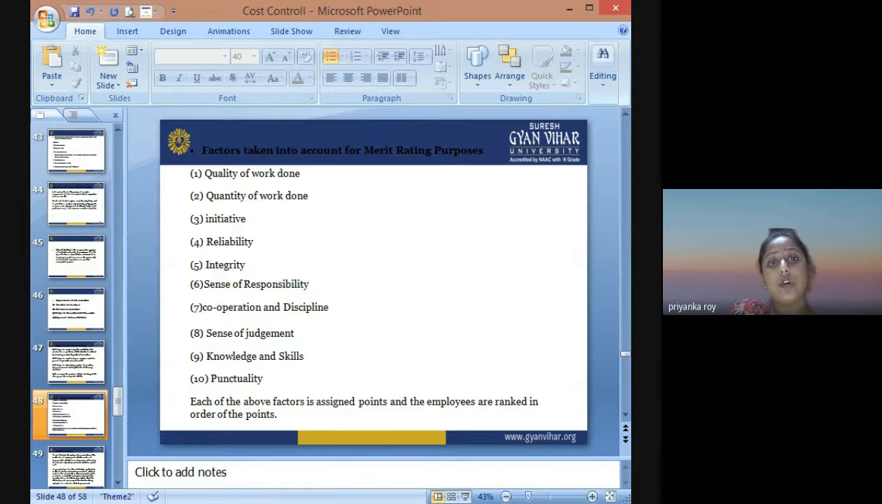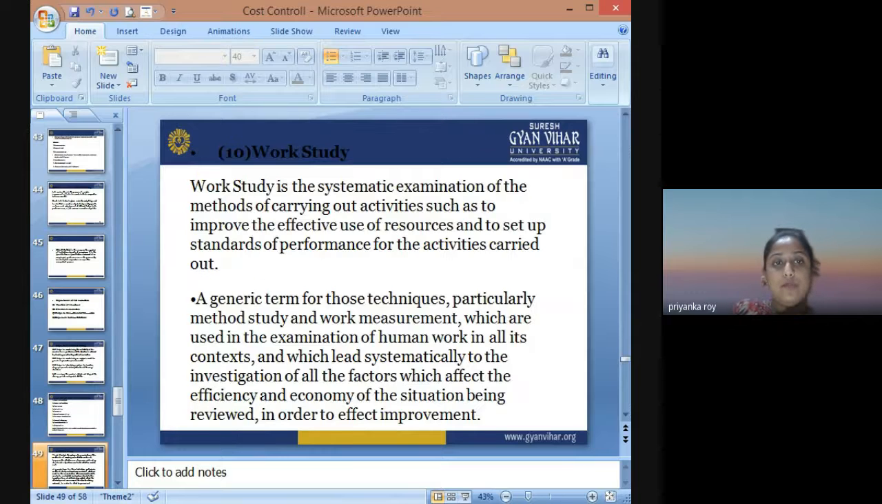Factors taken into account for merit rating include the quality of work done, initiative, reliability, integrity and sense of responsibility, cooperation and discipline, sense of judgment, knowledge and skills, and punctuality. Each of these factors carries a certain number of points, and employees are ranked accordingly.